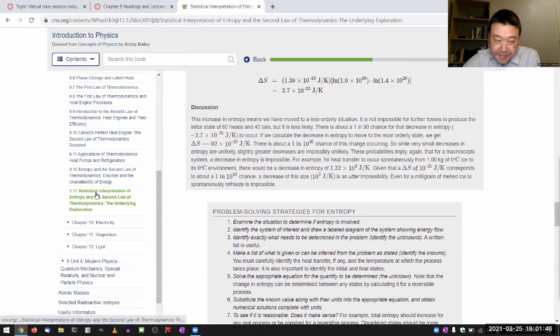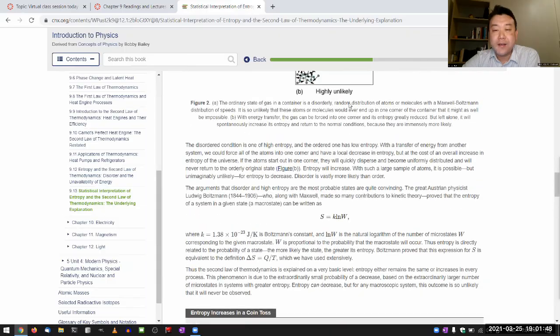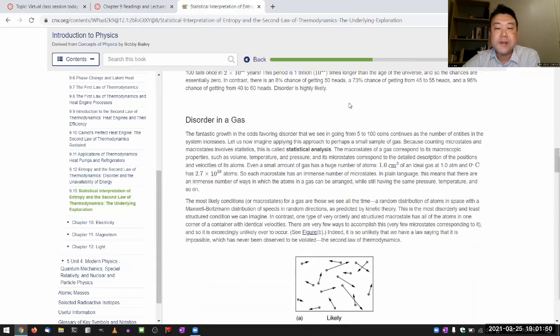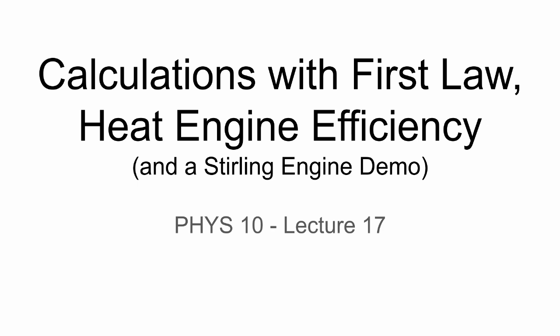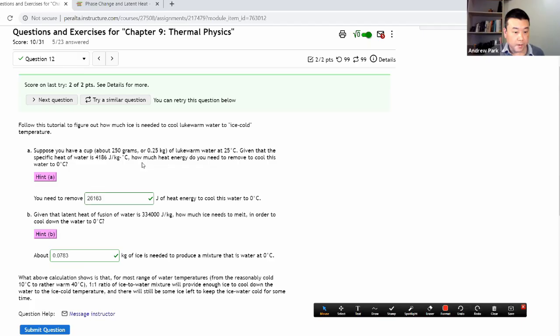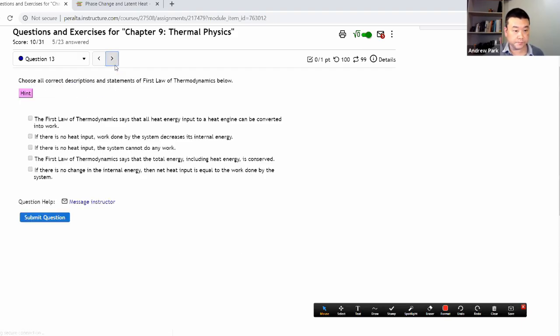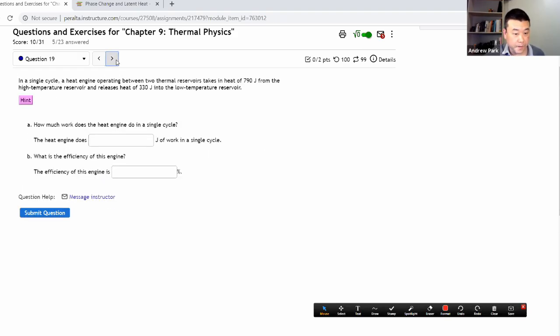Under the statistical interpretation of entropy and the second law of thermodynamics, this is how you could restate the second law. You could say the most likely thing to happen happens most of the time, and that's why disorder increases. I'll just leave that there. All right, let's keep going. Oh, here it is.